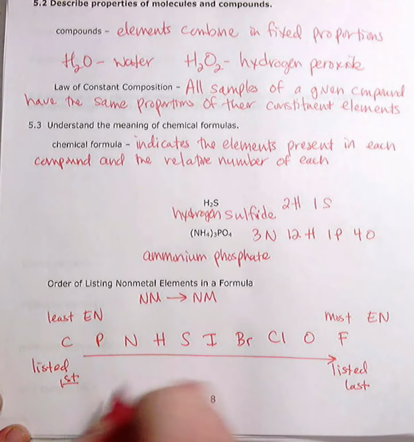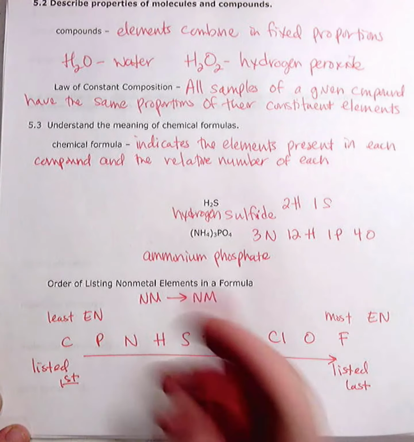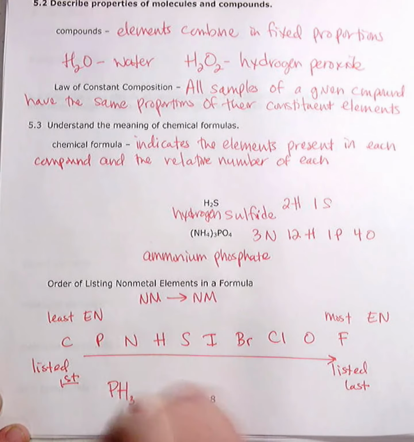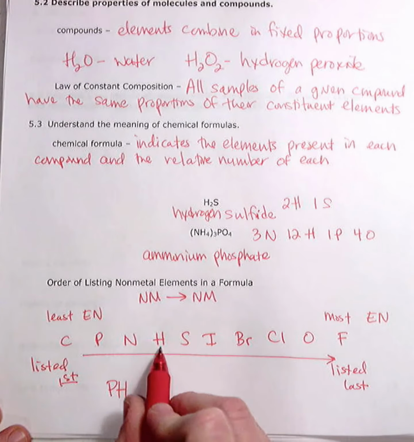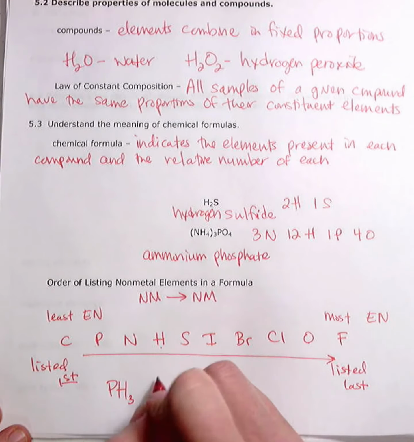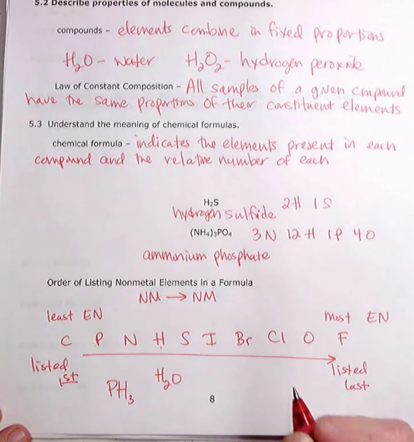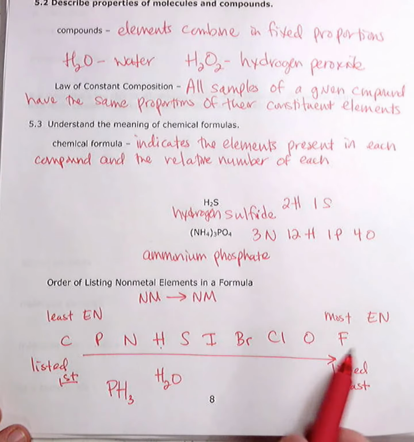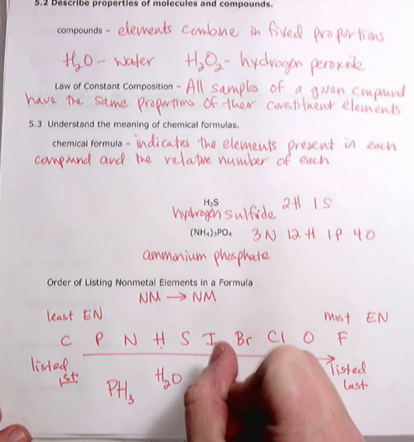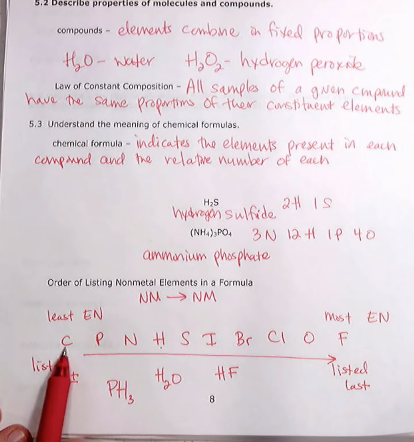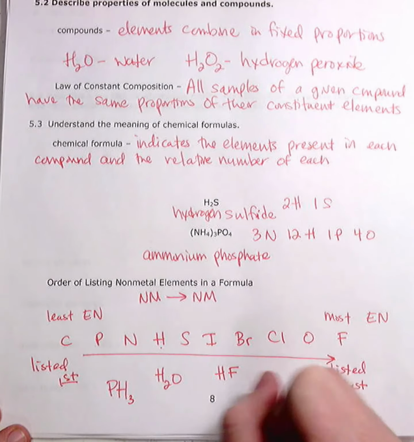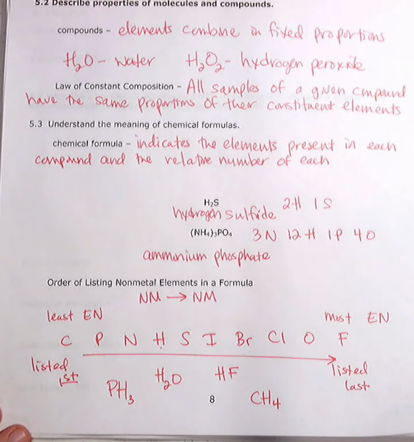So let's say you have a compound made up of phosphorus and hydrogen. This would be PH3. I don't expect you to know the formula per se, but just to know the order of listing the elements. All right, H2O. H would be written first, and oxygen. Compound between fluorine and hydrogen. Hydrogen would be written first, HF. And then a compound made up of carbon and 4 hydrogens would be CH4.